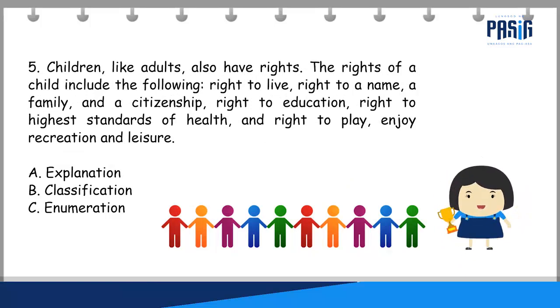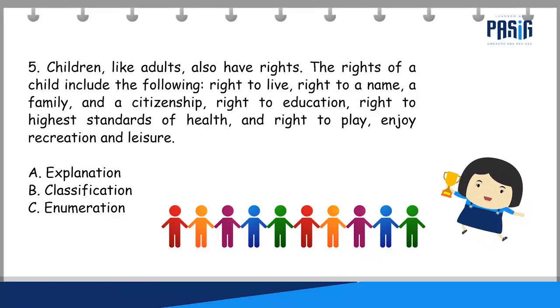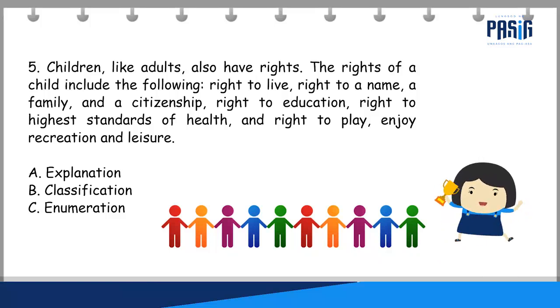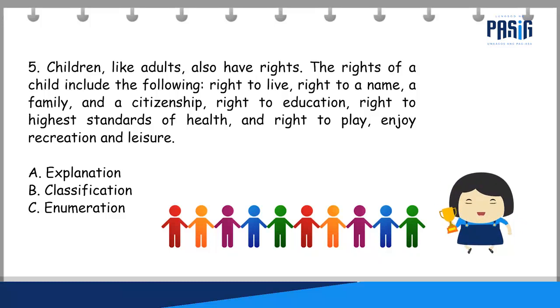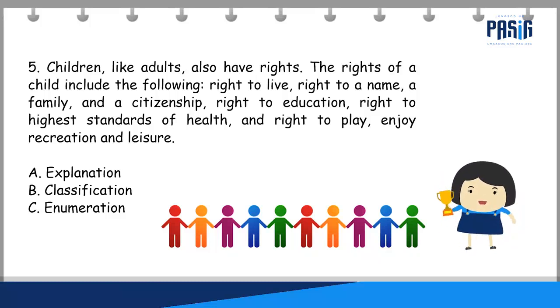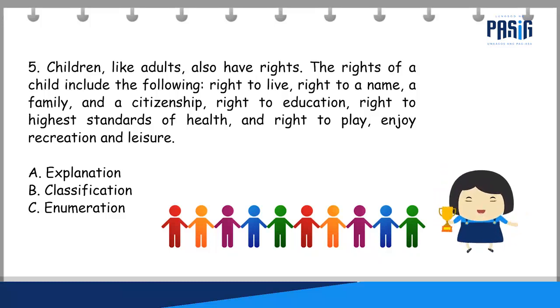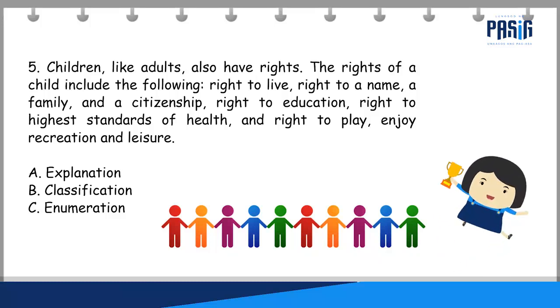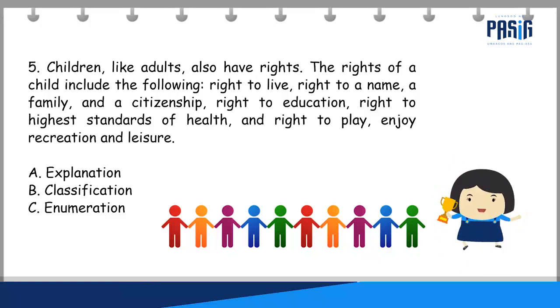5. Children, like adults, also have rights. The rights of a child include the following: right to live, right to a name, a family, and a citizenship, right to education, right to highest standards of health, and right to play, enjoy, recreation, and leisure. A. Explanation. B. Classification. C. Enumeration.